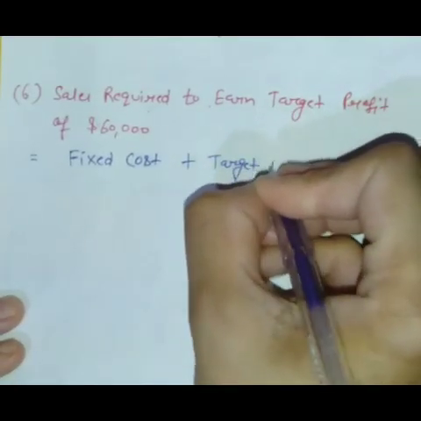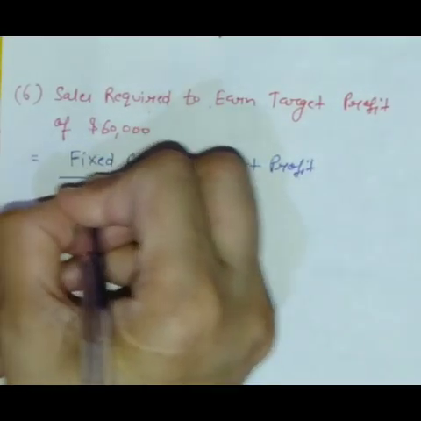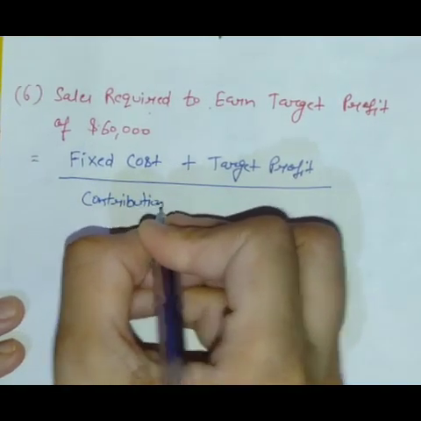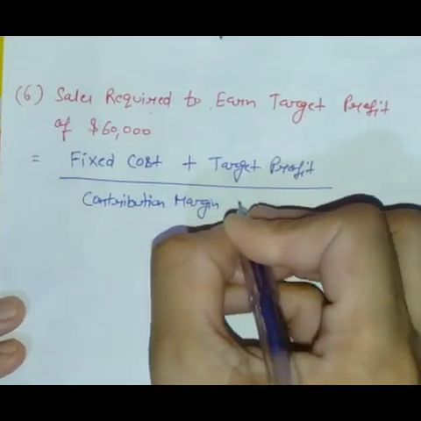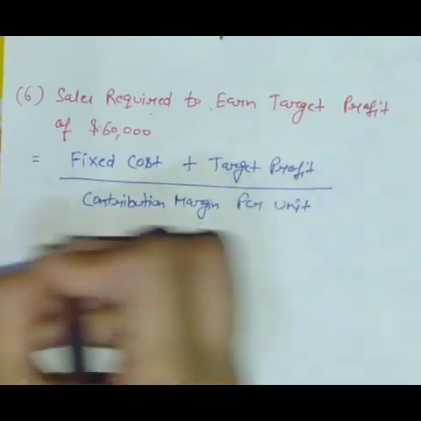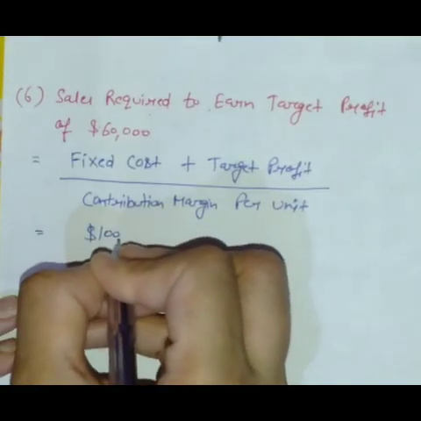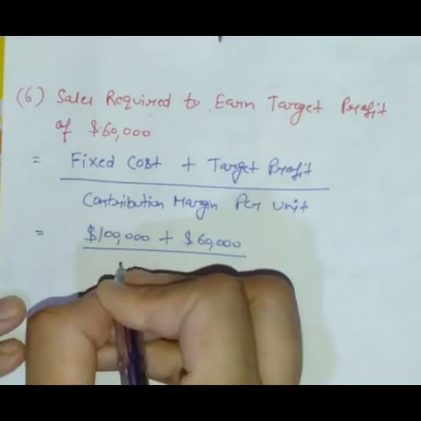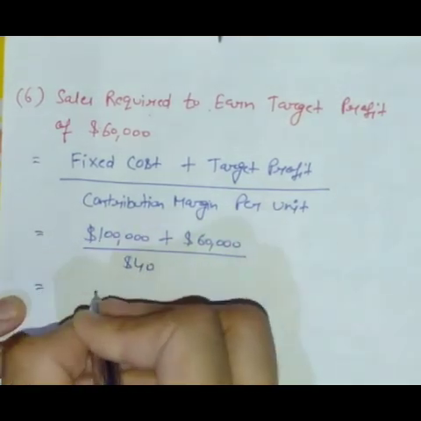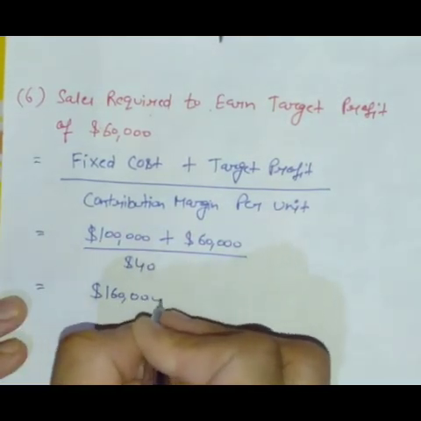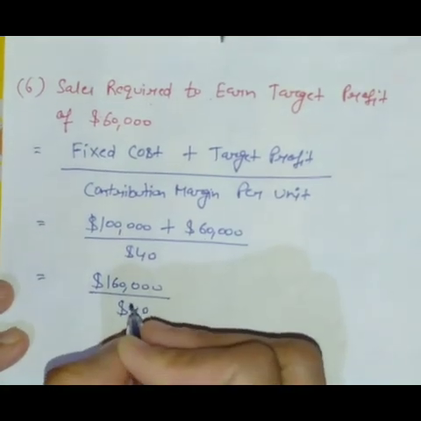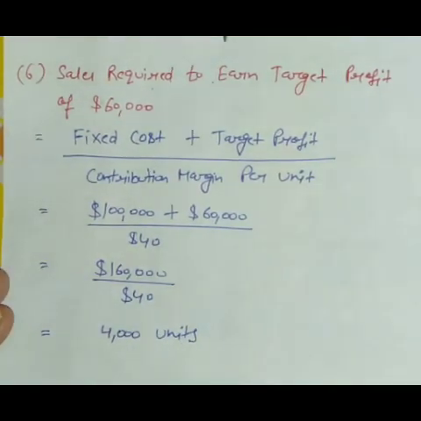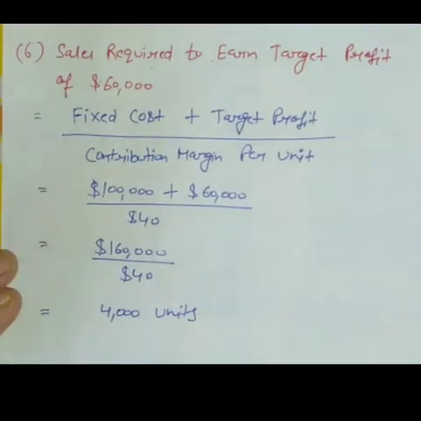Lastly, I will show you how to calculate sales required to earn target profit. Suppose you want to earn a target profit of $60,000. You just need to add the target profit of $60,000 to the fixed cost, that is $1 lakh, and divide it by contribution margin per unit, that is $40. It shows that you need to sell 4000 units to earn a target profit of $60,000.